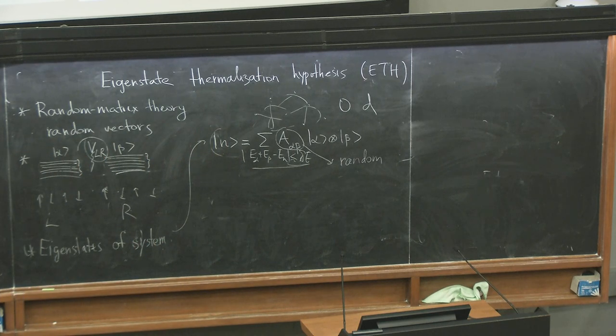Now let us just recall the ETH ansatz. As I said, I assume that Anatoly already covered it, so I'll go fast, but please stop me if something is unclear. ETH is essentially supplementing random matrix theory with locality, and putting this intuition that I described into an ansatz for matrix elements.